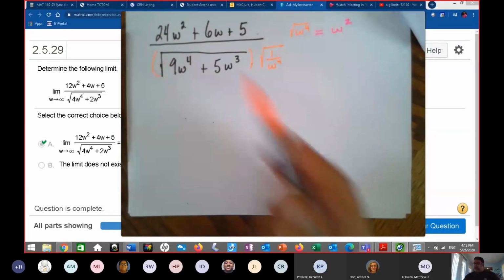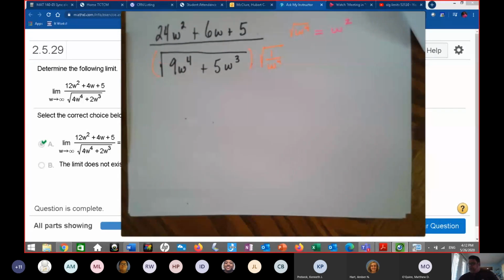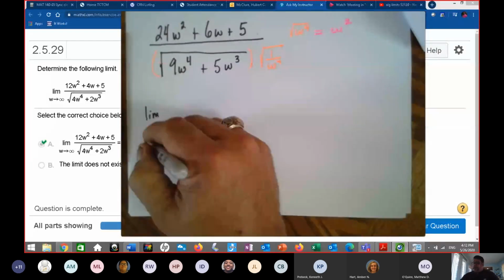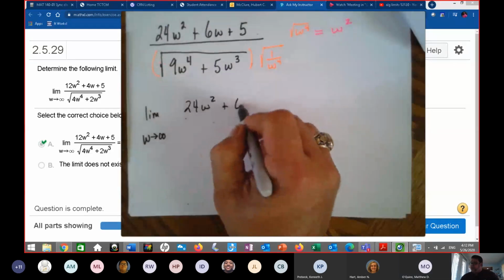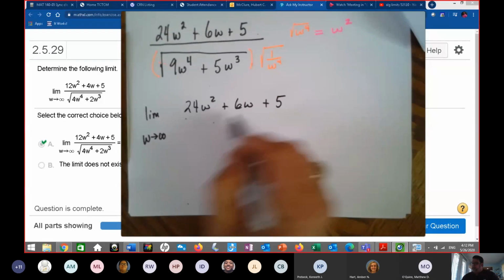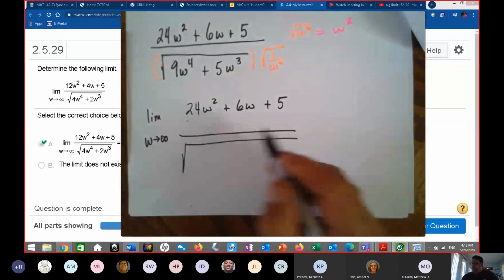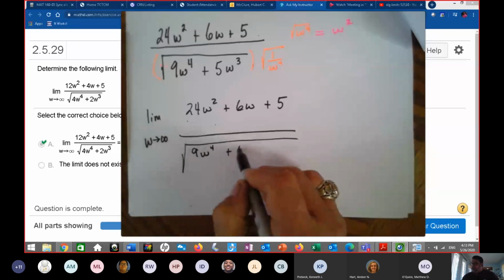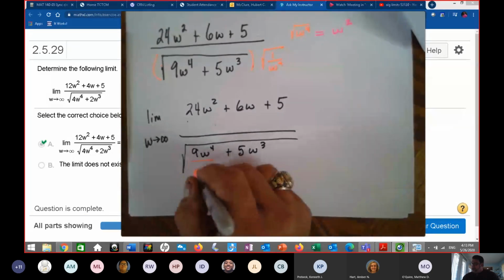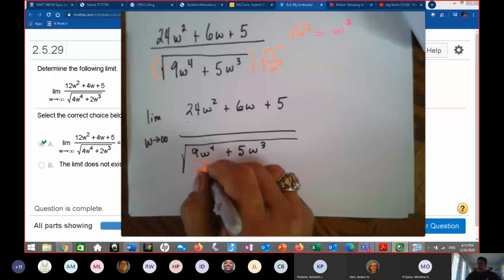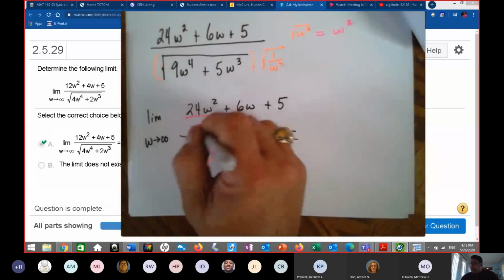So I'm going to do number 24, limit. Let me do this before some math police come through the screen at me. Okay? And that's going to be 2w squared plus 6w plus 5, over the square root of 9w to the 4th plus 5w to the 3rd. And I'm going to divide this by w to the 4th, and I'm going to divide the top by w squared.